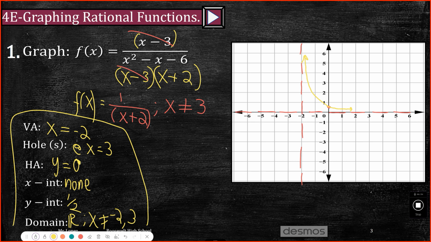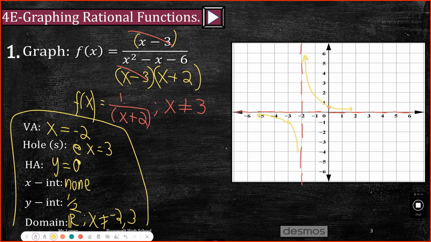And if you want to test the point, you could go ahead and test the point. Let's look. If I plug in x is -3 here, what is -3 plus 2? -1. And what's 1 divided by -1? -1. So if x is -3, then the y value is -1. Yes? So then I know it's going to be here, and it's going to go like that, and it's going to go like that.